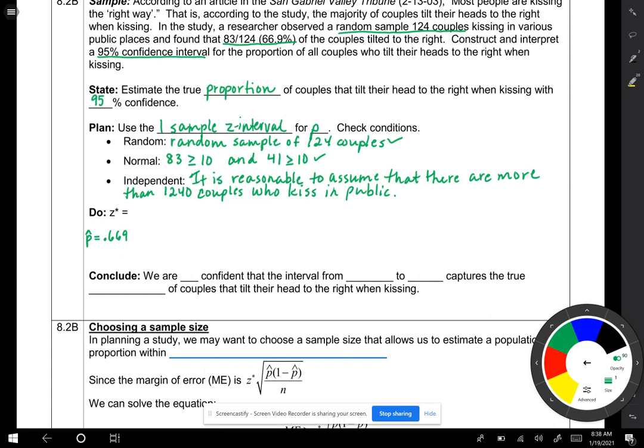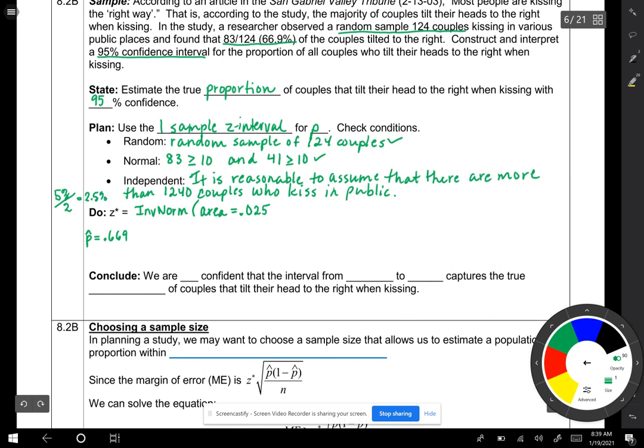So for the z star, we are going to do inverse norm. And remember, that's area. So you have a 95% confidence interval. So you have 5% left over, but you divide by 2 because you want left of the standard curve. So the area is going to be 0.025. So if you forgot, 5% divided by 2, that's 2.5%.